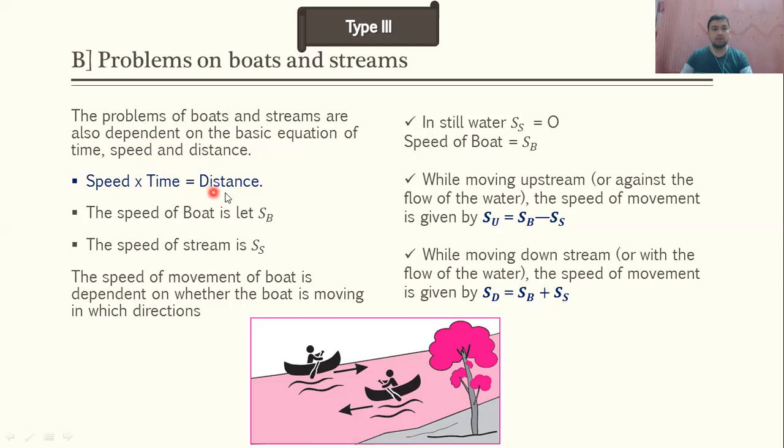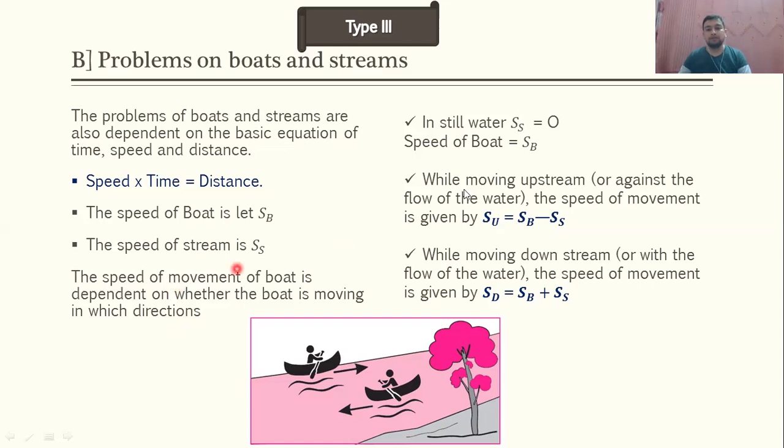So speed into time is equal to distance. Let the speed of boat be SB. What is SB? Speed of boat. See, this is the boat, this is the stream. So these are the problems based on boat and stream. Okay, so let the speed of boat be SB and speed of stream be SS. The speed of movement of boat is dependent on which direction the boat is moving.